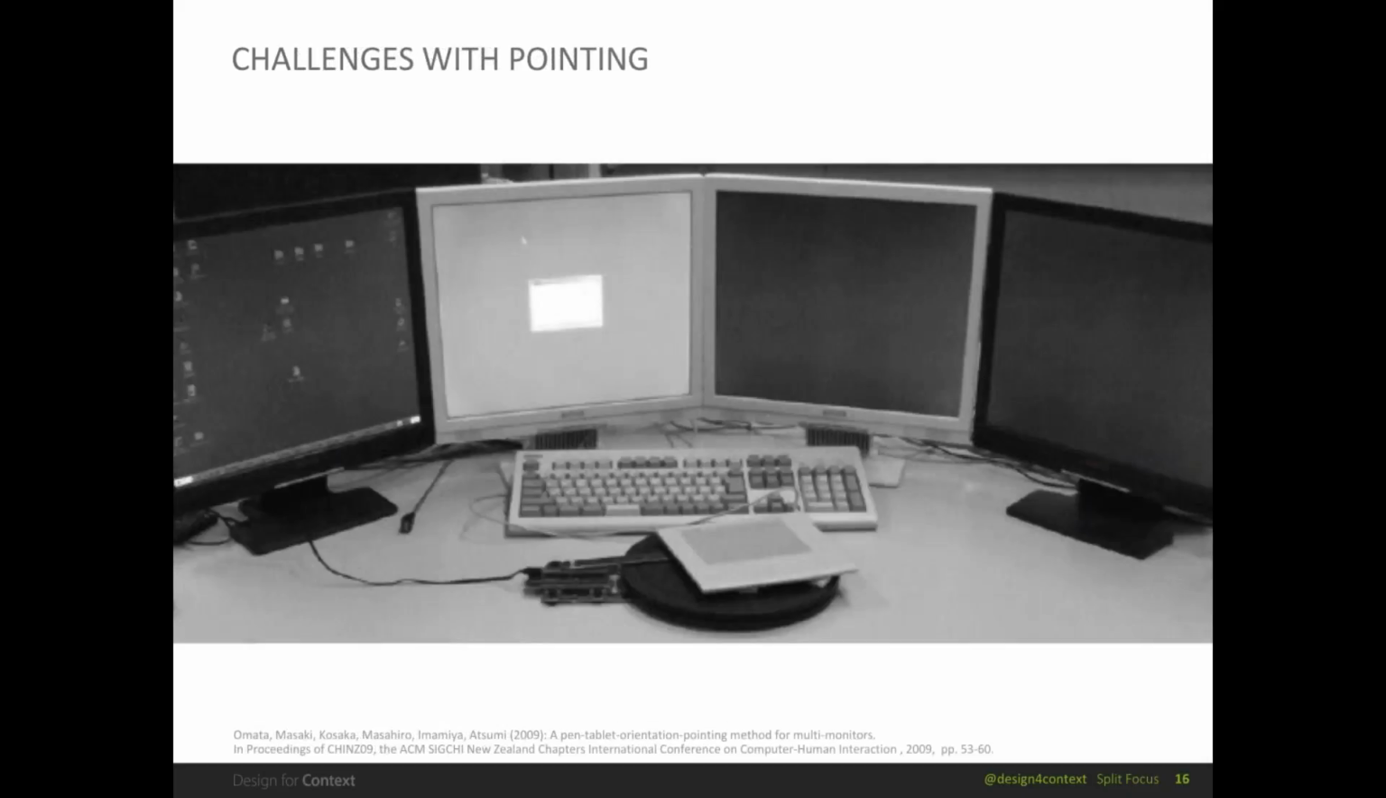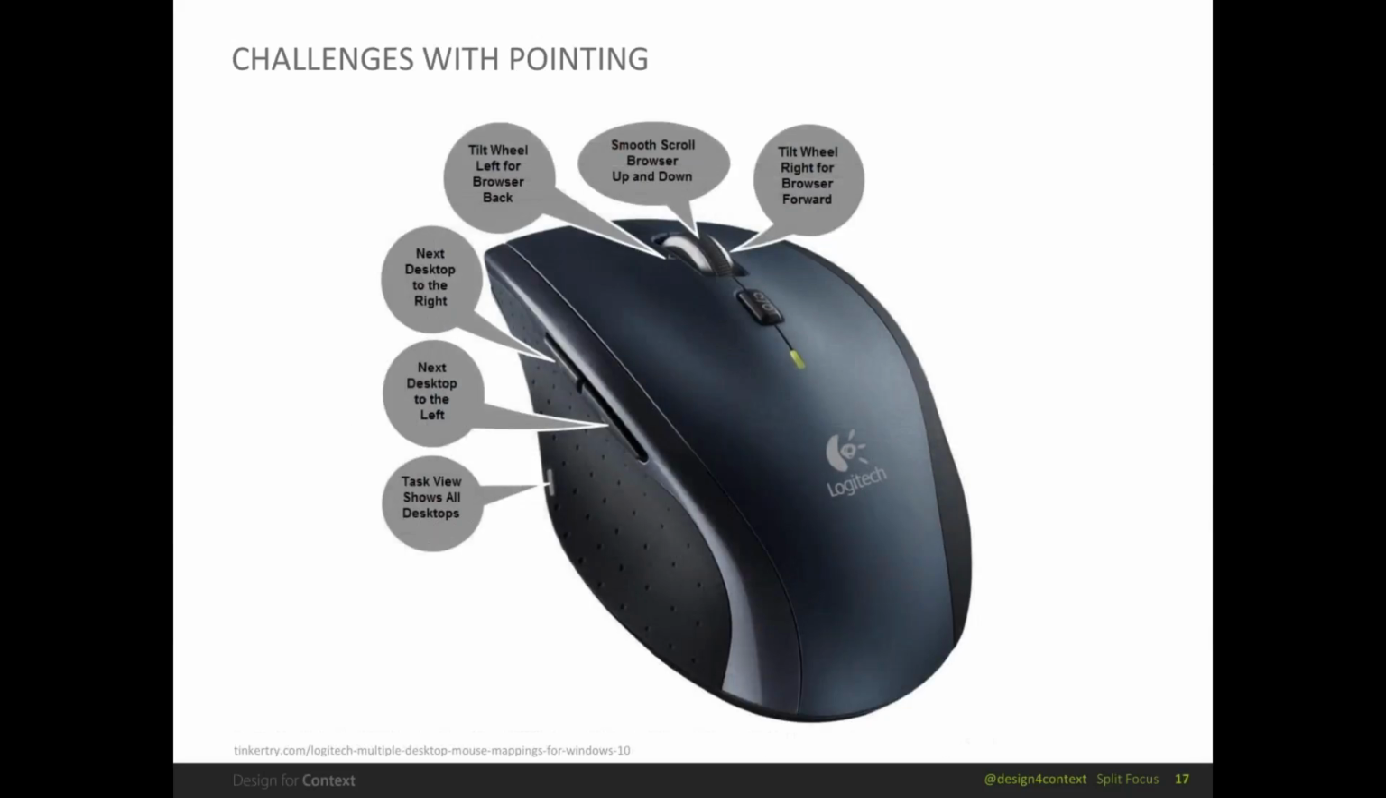Researchers are still trying to find ways to make it easier to move quickly back and forth between monitors, such as this study by Omada in 2009, which had a pen tablet on a turntable, and the angle of the rotation of that turntable would place the cursor in the desired monitor. I don't think that's commercially available yet, but you can buy a commercial mouse that can be programmed to switch back and forth between monitors, either by pressing a button or by tilting that scroll wheel on the mouse to the left or the right.